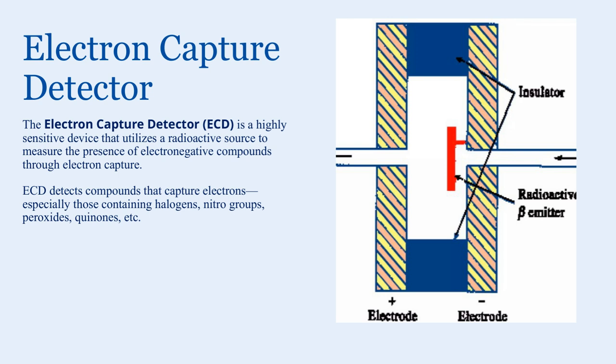What makes the ECD so powerful is its ability to detect very low concentrations of these compounds, which is crucial in many environmental and pharmaceutical analyses. Overall, the ECD connects to our broader theme of sensitive detection techniques, highlighting how we can identify trace levels of important chemical species with precision and reliability.